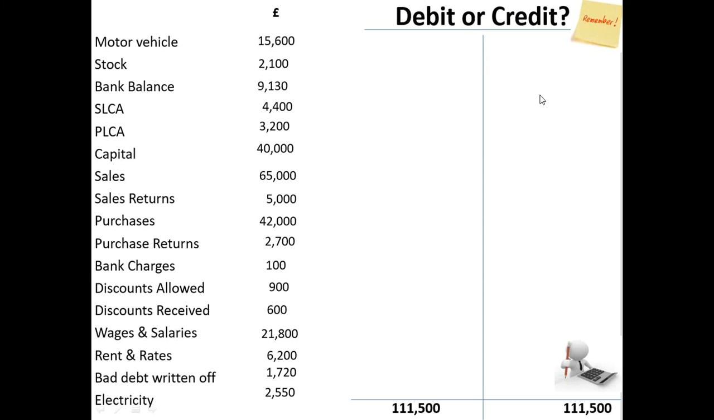We discussed a few things in previous lessons as well: what goes on the debit side and what goes on the credit side. We discussed the DEAD CLIC double entry bookkeeping rule.